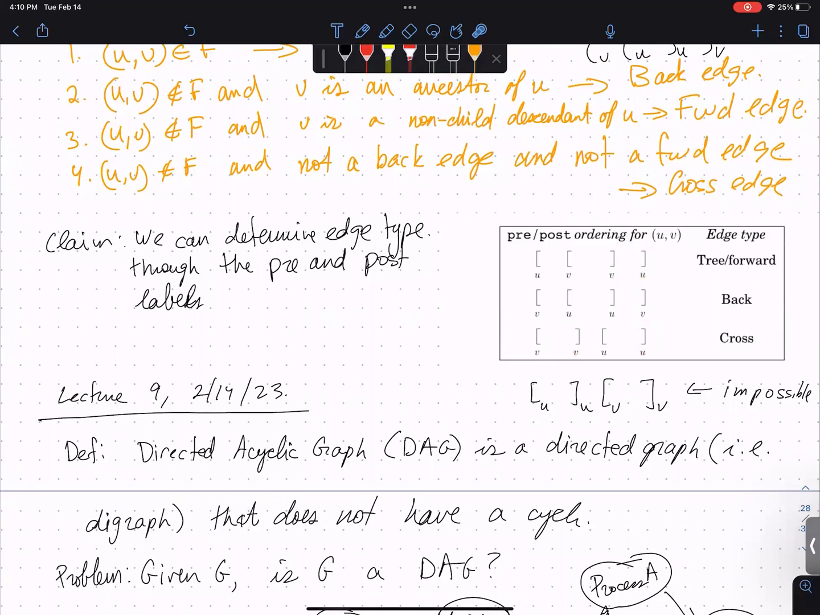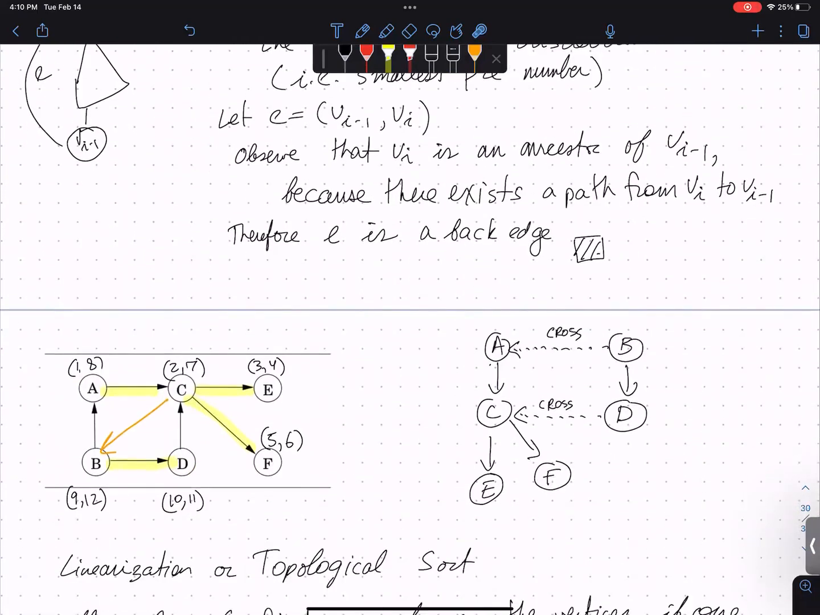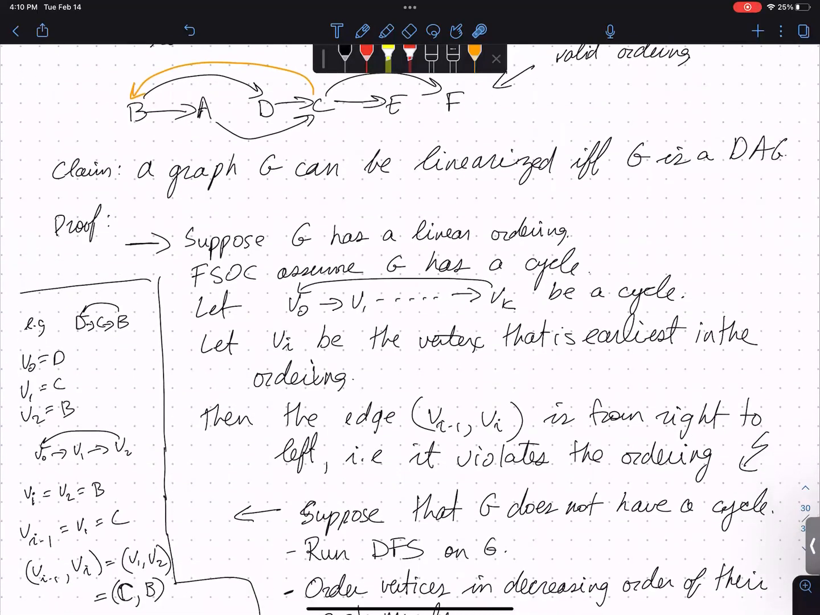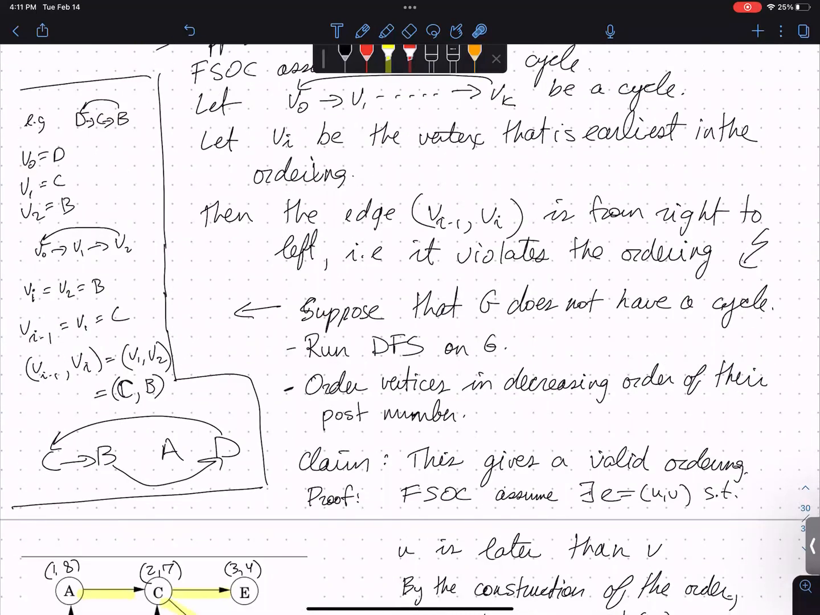And in fact, you could probably construct an example where if you do that ordering, you will not get a valid linearization. So if you do the ordering you're suggesting, which is the other way around, you would get an ordering which will have an edge from right to left, even though the graph doesn't have a cycle.